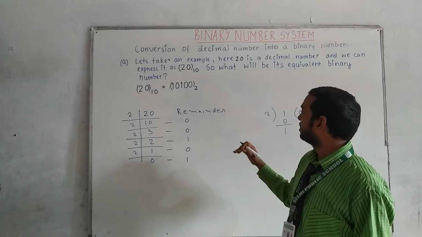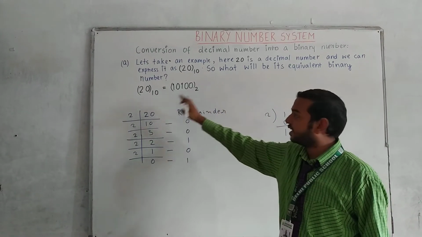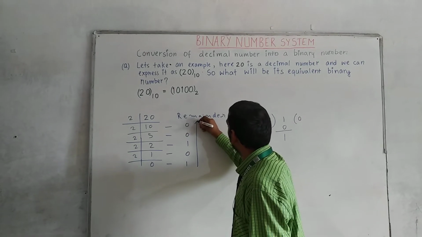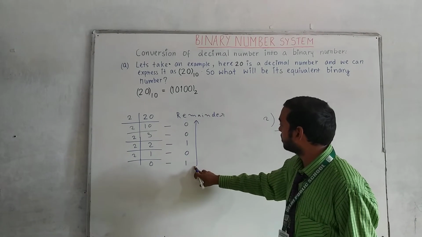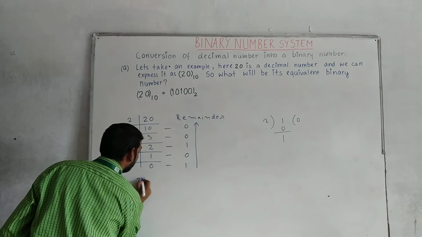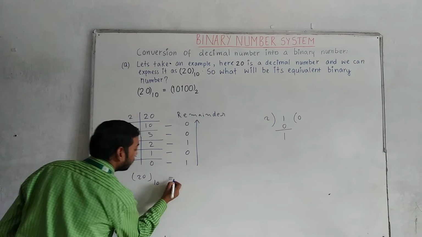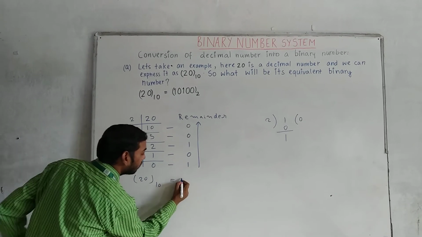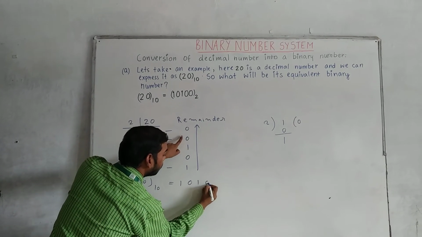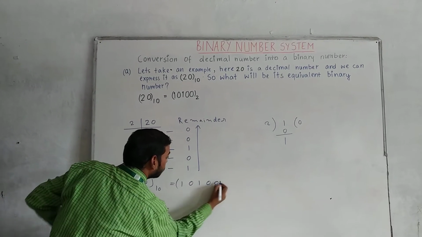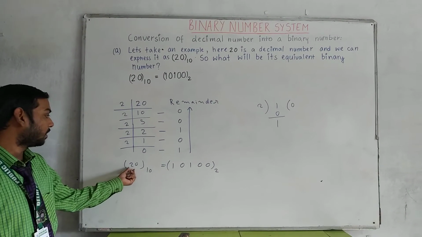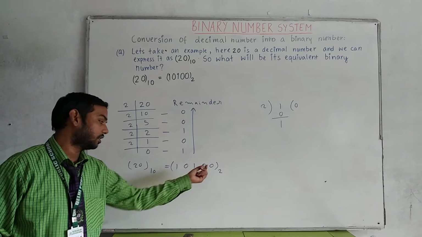Now to get the equivalent binary number for a decimal number, we write the remainders from bottom to top. So we can write it from the bottom: 1, 0, 1, 0, 0. So the equivalent binary number for the decimal number will be 10100.